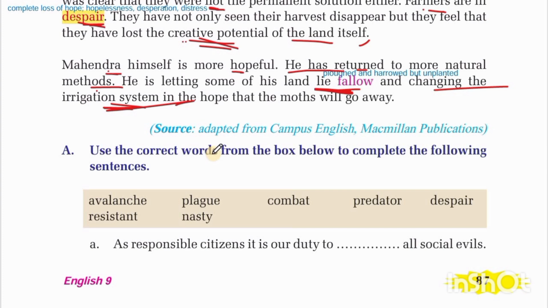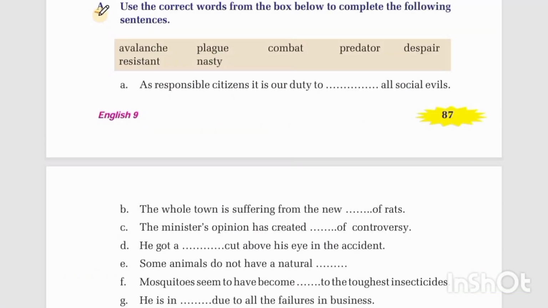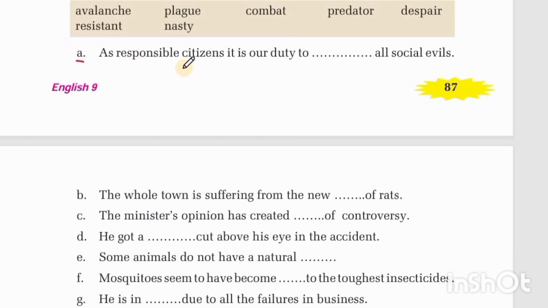This story teaches us not to depend too much on chemicals and to respect nature. Task A. Use the correct words from the box below to complete the following sentences. A. As responsible citizens, it is our duty to combat all social evils. To combat means to fight against.